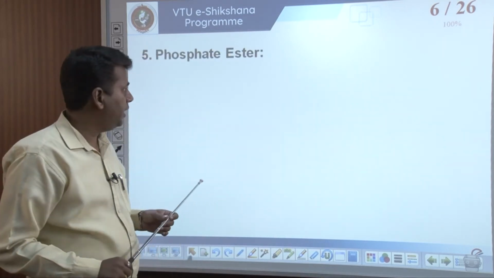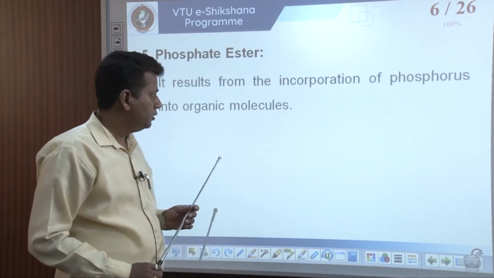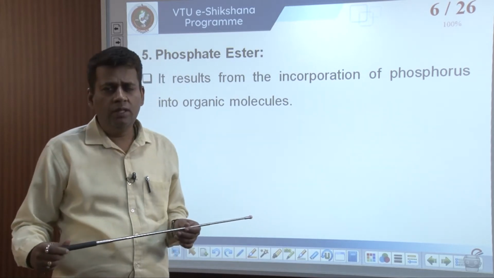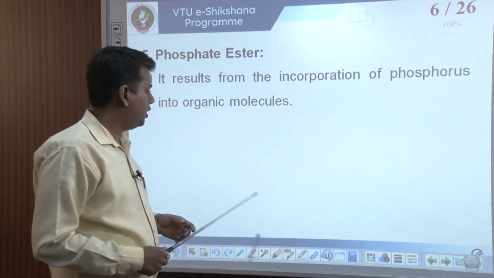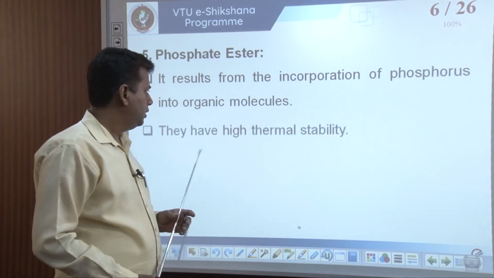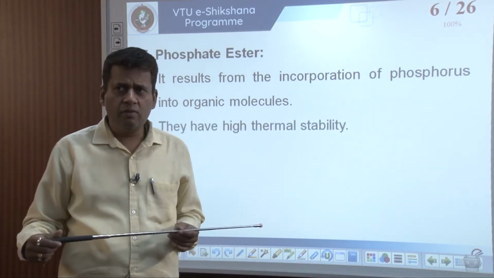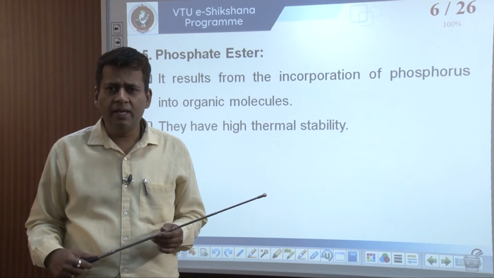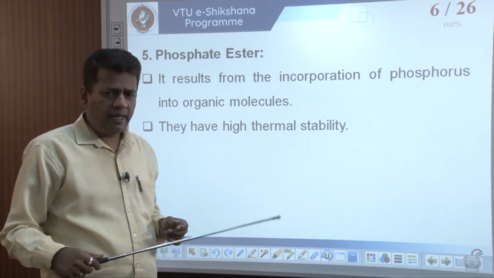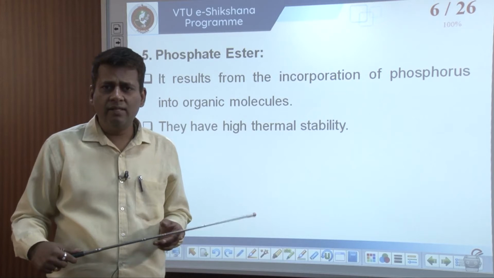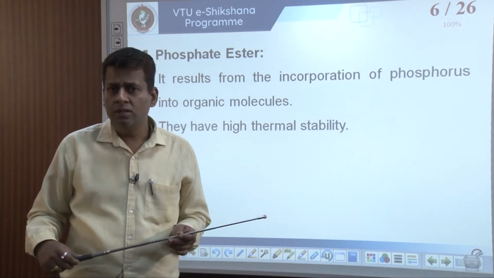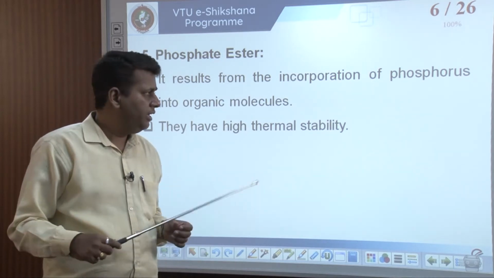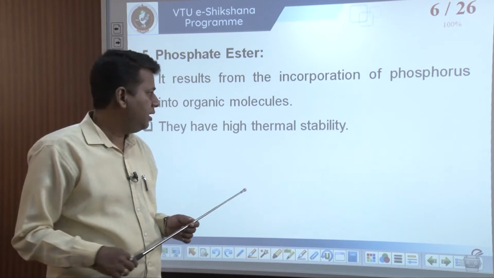This is also a hydrocarbon, which is got by the esterification of phosphorus into organic molecules. The speciality of this phosphate ester is that it has high thermal stability. Hydrocarbons like petroleum disintegrate when subjected to high temperature. That shortcoming is overcome by adding phosphorus. This phosphorus reinforcement enhances thermal stability.